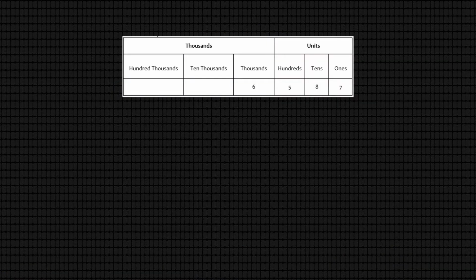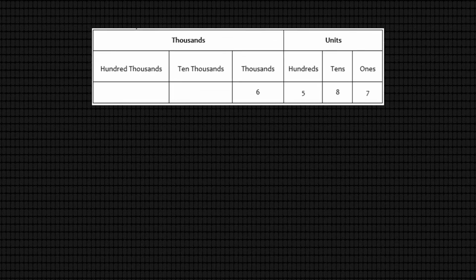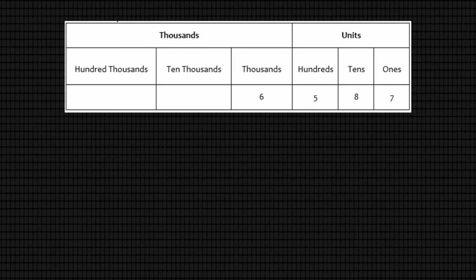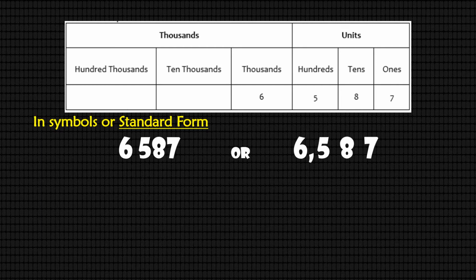Now let's try to write big numbers in symbols and in words. We have 6 thousands, 5 hundreds, 8 tens, and 7 ones. In symbols or standard form, we write this number as 6 space 587 or 6,587. You may use a space or a comma to separate the thousands period to the units period.